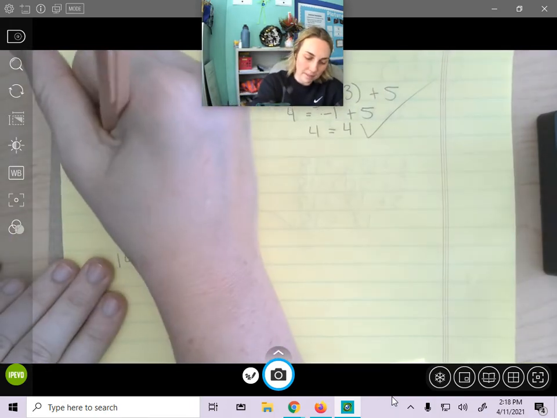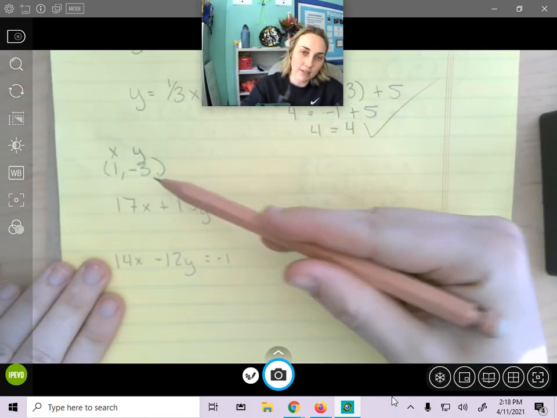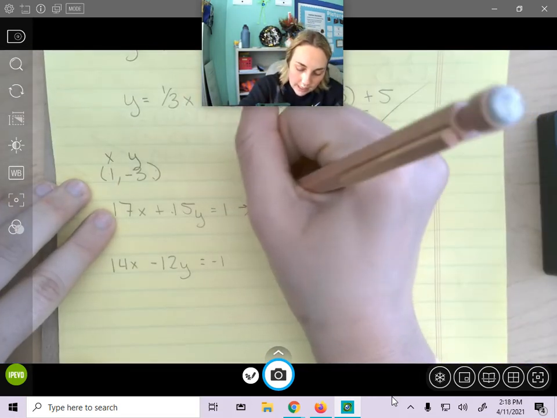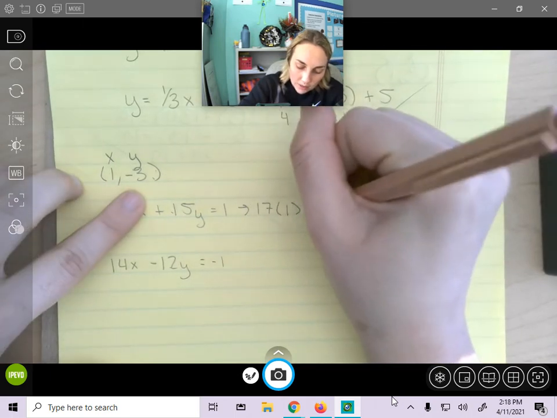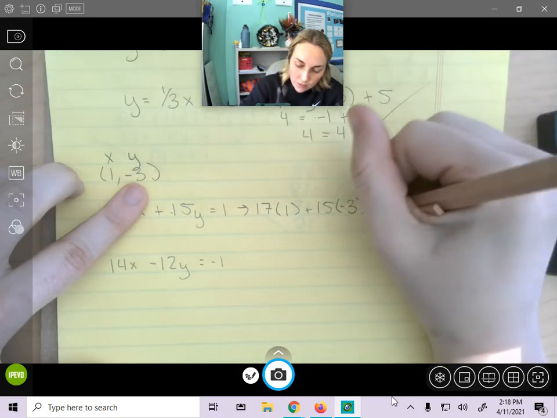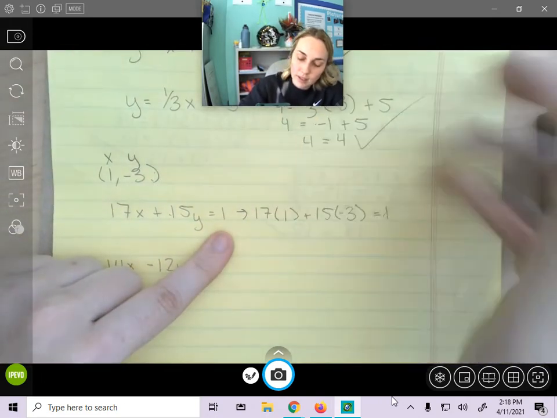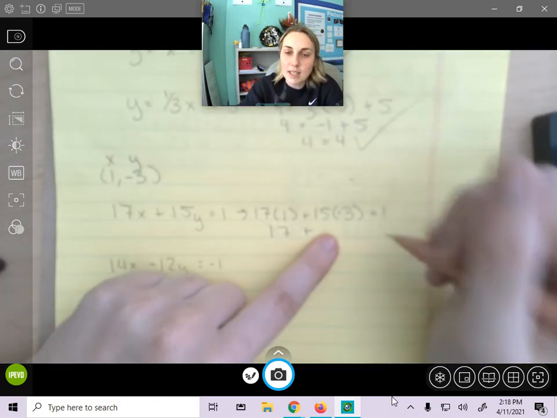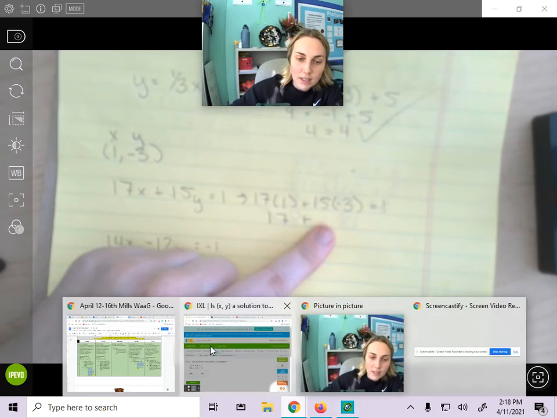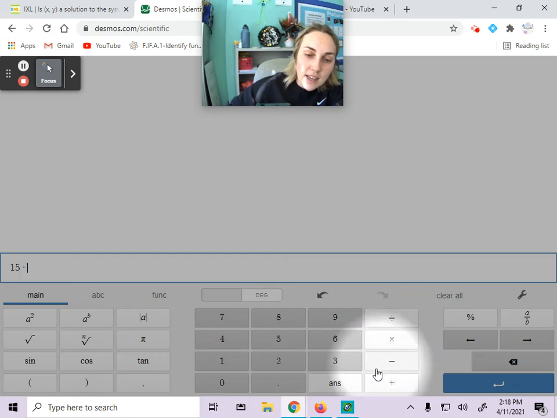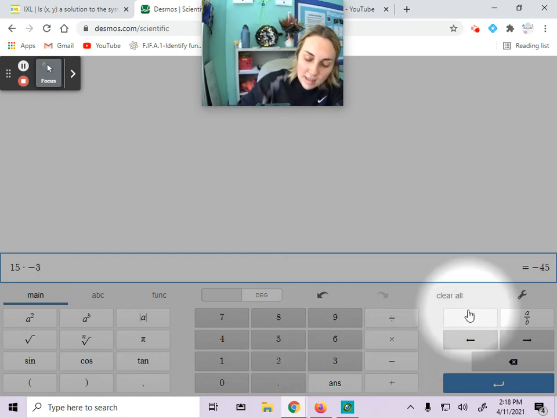Okie dokie. So this is my x value, this is my y value. I'm going to substitute these values into both my equations to make sure it works out. So I'm going to do this one first. 17, x value is 1, plus 15, x value is -3. That's equal to 1. Alright, 17 times 1 is 17, or any number times 1 is the number. 15 times -3, I don't know that off the top of my head, so I'm going to use my handy dandy Desmos calculator when I need it, and I'm going to say 15 times -3, that's going to give me -45, and that's going to be equal to 1.